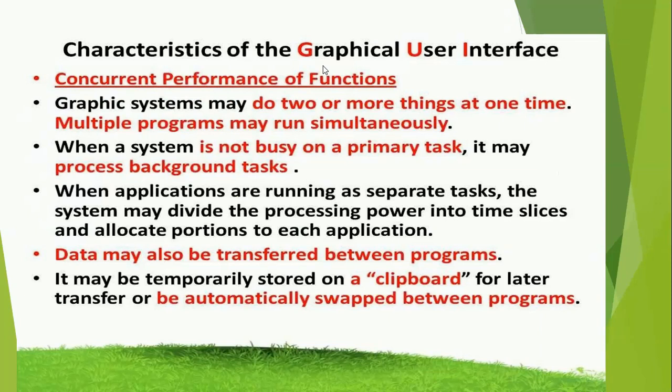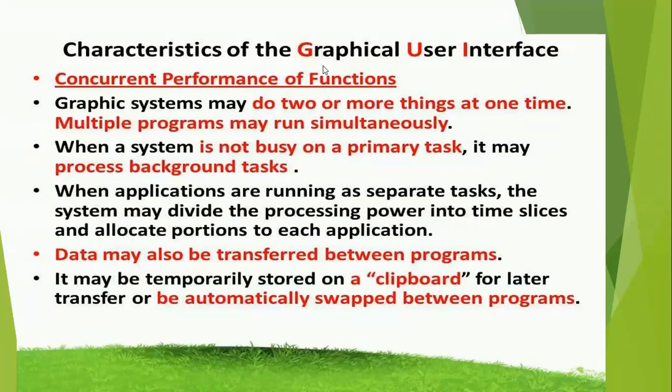Concurrent performance of functions. This is the last point in the characteristics of graphical user interface. Actually here what it means is, graphical systems may do 2 or more things at a time. Multiple programs may be running simultaneously on a graphical user interface. When the system is not busy on a primary task, it may process background tasks also. I will show this with an example in the next slide.